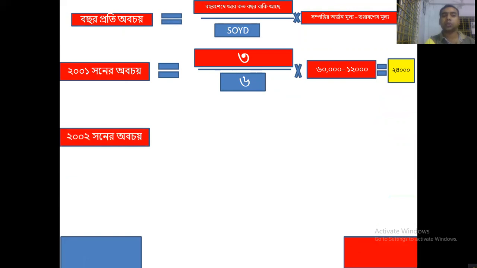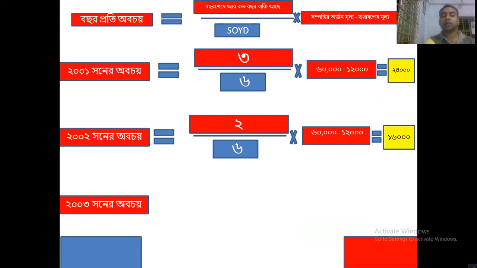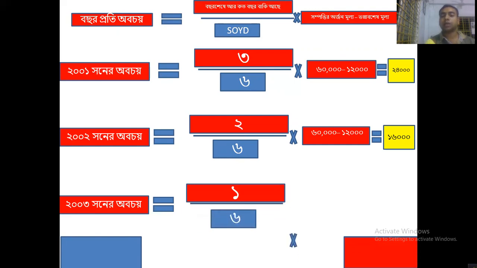So depreciation for 2002 equals the years remaining at the beginning of the year. In 2002, 2 years, right? 3 minus 1, that means 2, divided by SOYD 6, multiplied by assets acquisition cost minus scrap value, equals 16,000. Now depreciation for 2003: how many years remaining? 3, 2, now 1. The year remaining at the beginning of the year in 2003 is 1, divided by 6, multiplied by assets acquisition cost minus scrap value, equals 8,000.